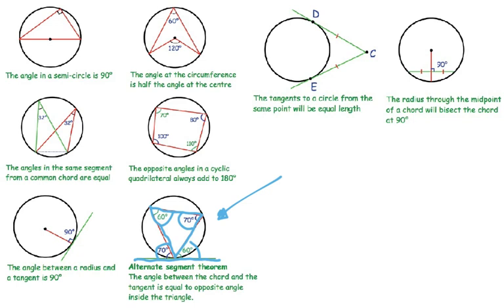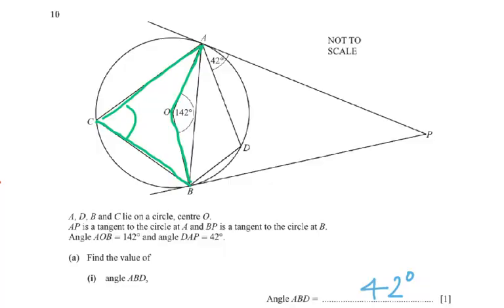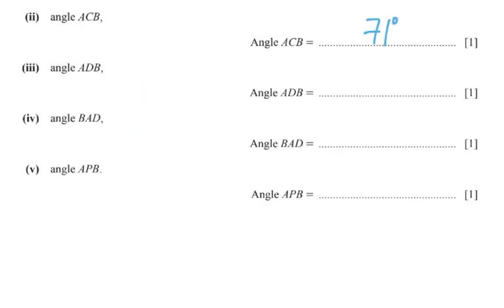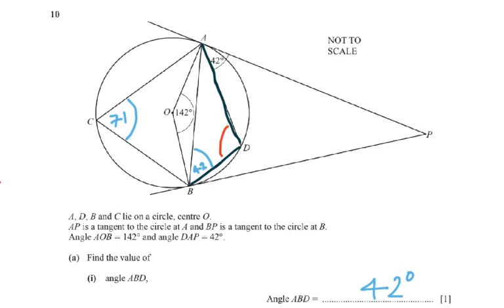And it's this one. The angle at the circumference, which is here, is half the angle at the centre, which is here. So in this case, the angle at the centre is 142, so angle ACB that we need is going to be half of 142, 71 degrees. Next up is part 3, which is angle ADB, which I've highlighted there in red.